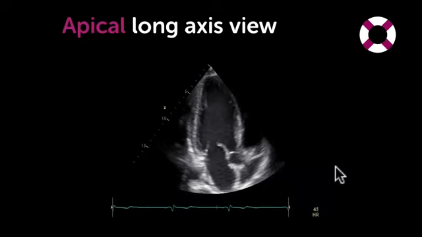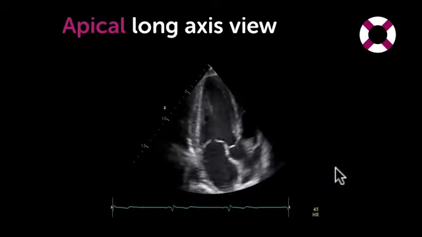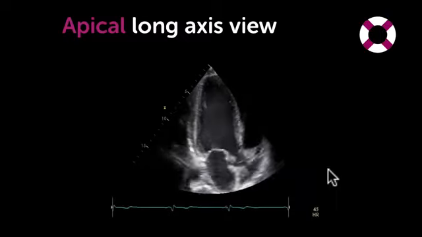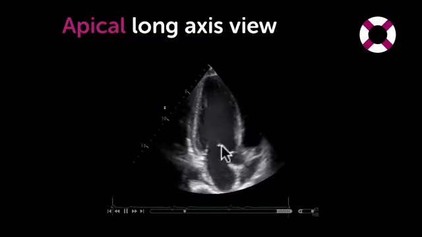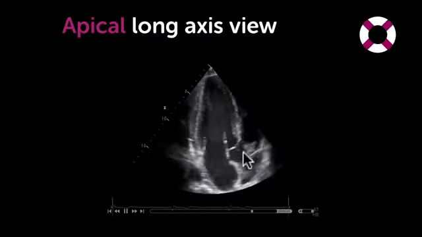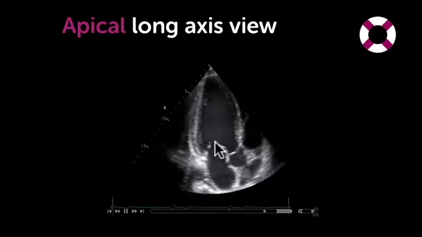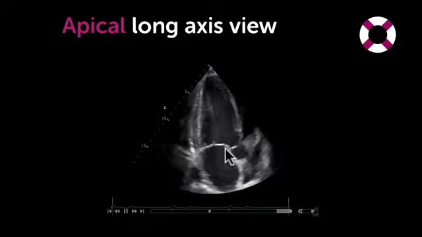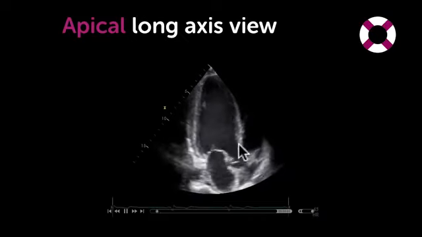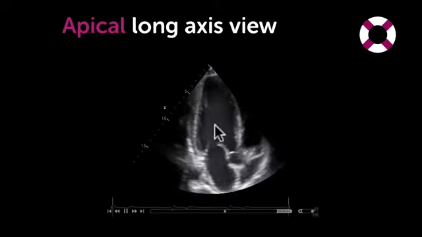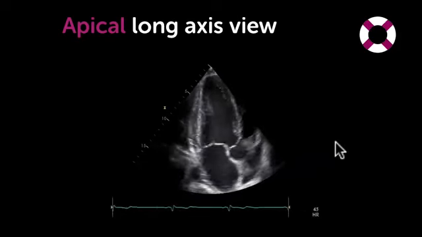Here is the typical apical long axis view, again in my favorite patient. The aortic valve is right down here. This is the mitral valve. Notice the close proximity between the anterior mitral valve leaflet and the aortic valve. And this is the left ventricle, and here the left atrium.